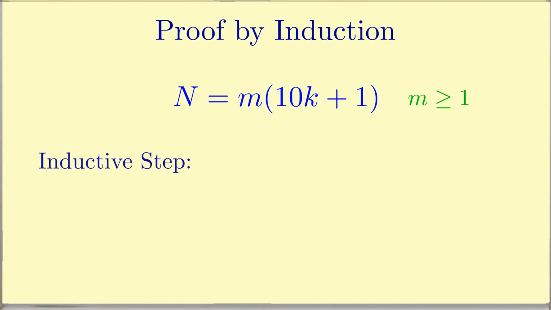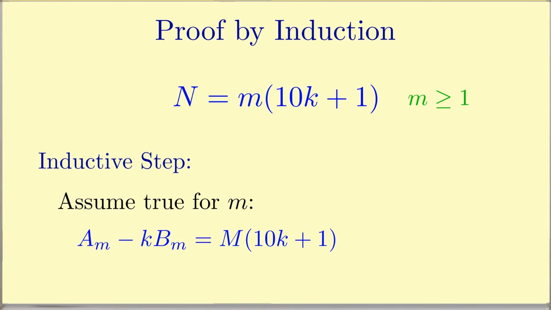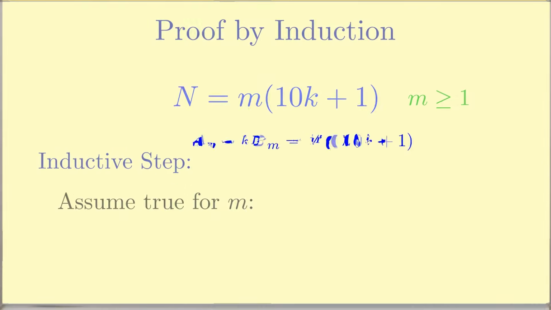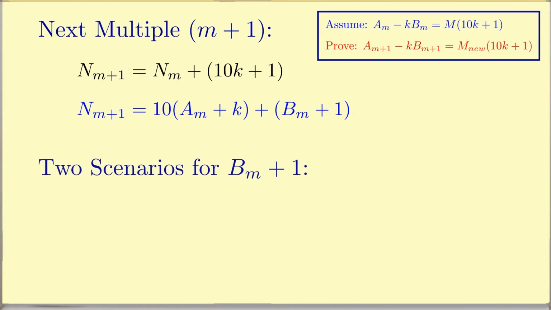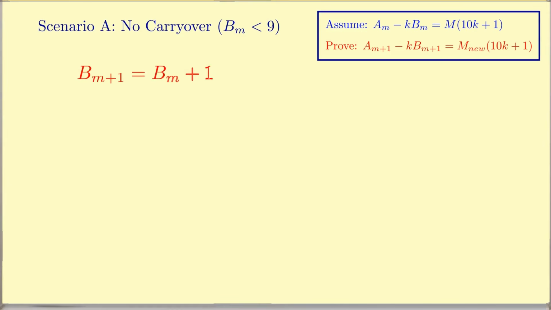The inductive step. Assume the rule works for some multiple m. Therefore, for our number at step m, our rule yields a front section minus k times the last digit, which is a multiple of 10k plus 1. Now we must prove it works for the very next multiple, m plus 1. To get the next multiple, we add 10k plus 1 to our current number. To find the new digits for the front section and the last digit, we must account for base 10 addition. We have two scenarios. Scenario A, no carryover in the units digit, meaning the last digit is less than 9. The new last digit is simply the old last digit plus 1. The new front section is the old front section plus k.